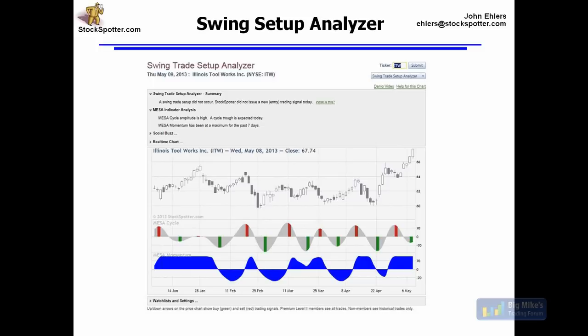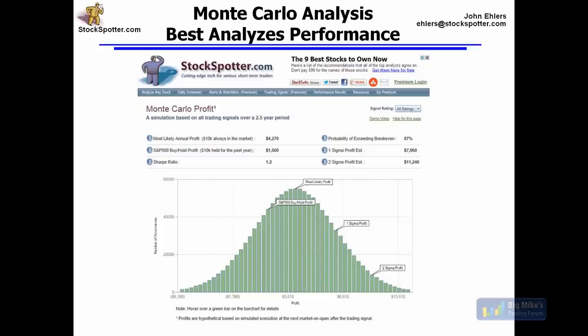But we do sell signals, and our premium service comprises them, starting with these swing setup signals. So once we've gotten our signals and have hypothetical trades, how do we document our performance?